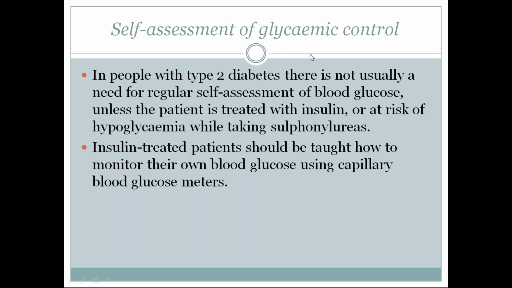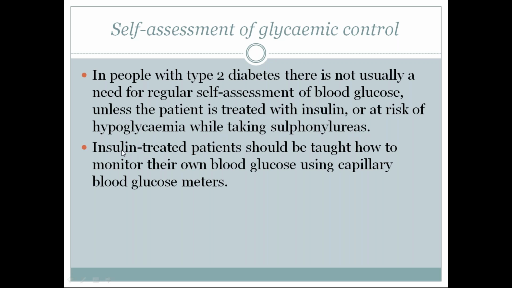And coming to self assessment and control of glycemic control. In people with type 2 diabetes, there is not usually a need for regular self-assessment of blood glucose. Self-assessment is most commonly given to patients who are on insulin, or patients who are taking sulfonylureas, because there is a risk of hypoglycemia in patients taking sulfonylureas.